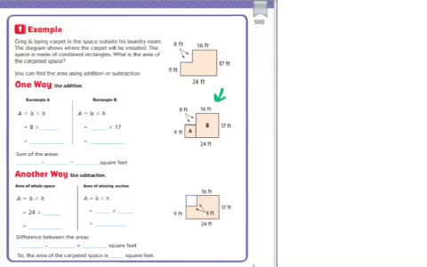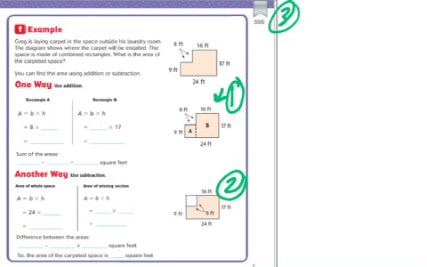Greg is laying carpet in a space outside his laundry room. The diagram shows where the carpet will be installed. The space is made of combined rectangles. What is the area of the carpeted area? So they give us lots of different numbers that we can work with here. This is option number 1, so this is the one way that they're telling you. This is option number 2, and there's also a third way that we'll talk about in a little bit.